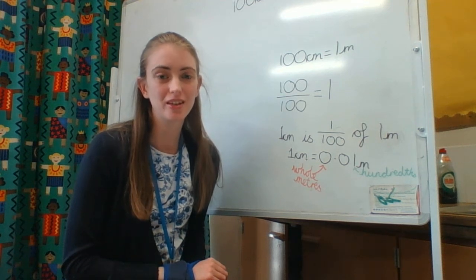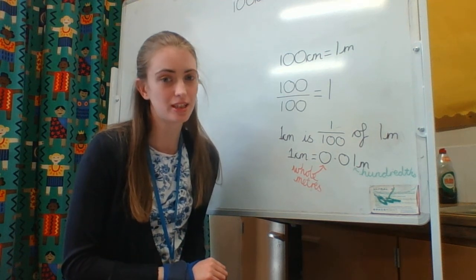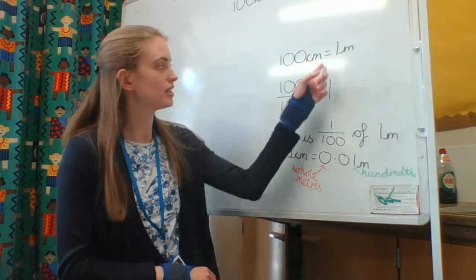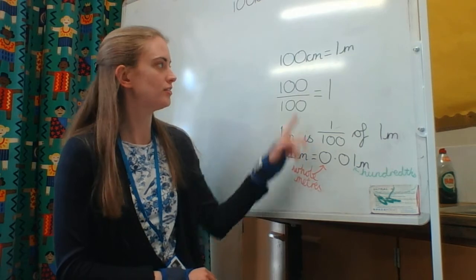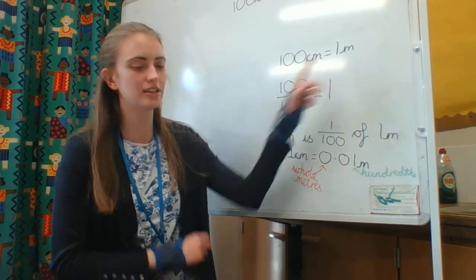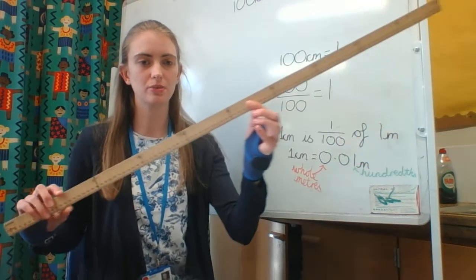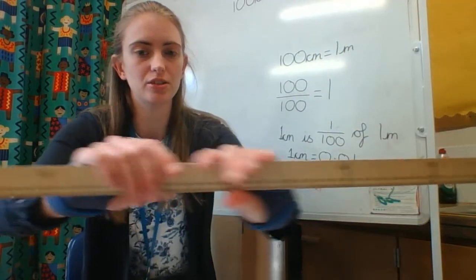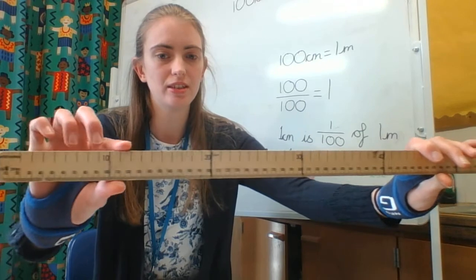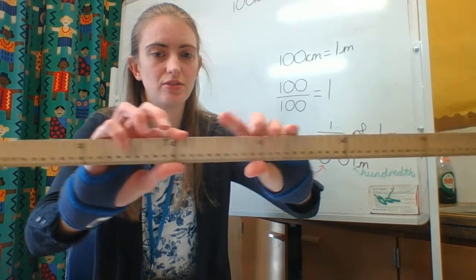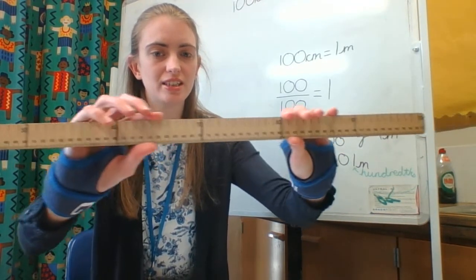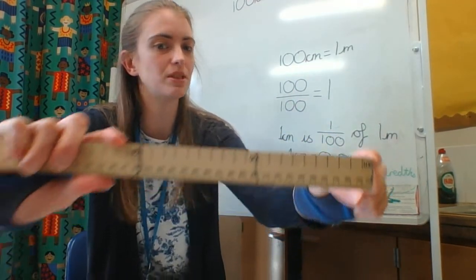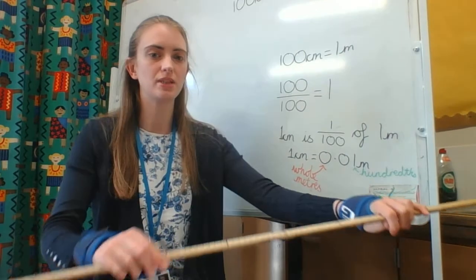Hello Year 4. Today we're going to have a look at metres and centimetres as a decimal. So to do this we need to have a look at this. There are 100 centimetres in a metre. If we look at this metre stick and I show it to you a bit closer, it's got centimetres along the top, look. 0, 10, 20, 30, 40, 50, 60, 70, 80, 90, 100. 100 centimetres in 1 metre.